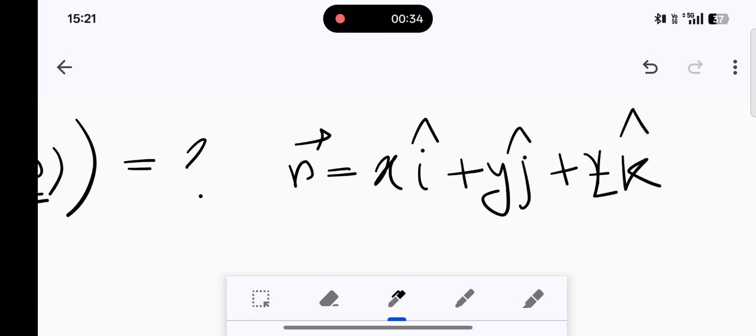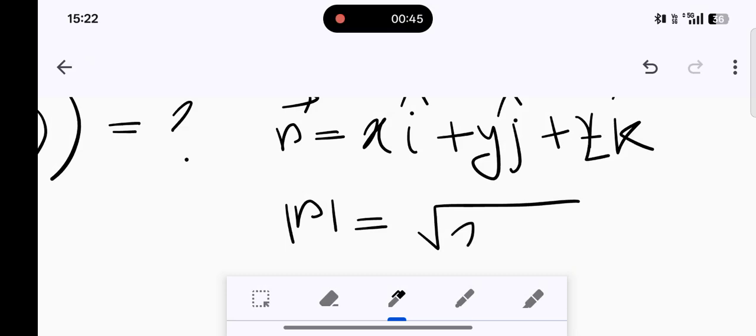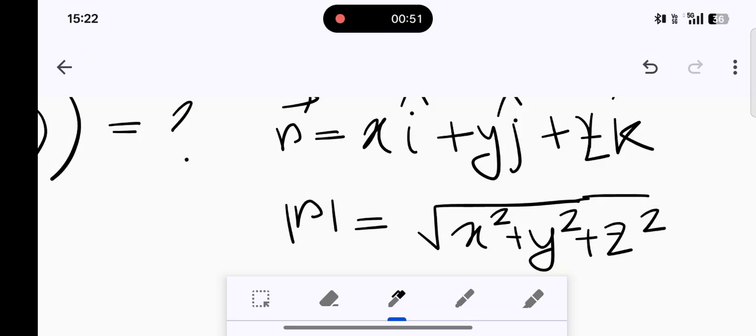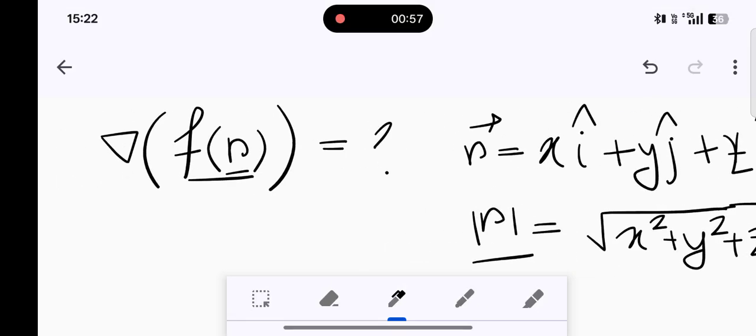Now, the important thing is that we will deal with the magnitude of r, not the r vector actually. The magnitude is nothing but root over x square plus y square plus z square, right? It's very easy to understand: the magnitude of r. Now, how can we find this?